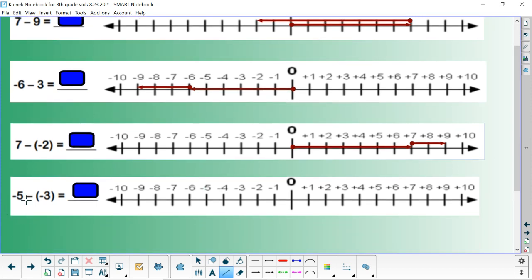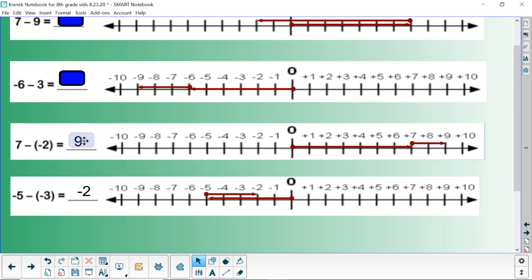So let's try this one. So negative 5, I'm going to start at 0. I'm going to go to negative 5. I'm going to subtract a negative 3. So I do want to subtract, I want to go to the left, but since it's negative, I end up going the opposite. So I have to back up 3, and I end up at negative 2. So negative 5 subtract negative 3 is negative 2. 7 subtract negative 2, I ended up at 9. Negative 6 subtract positive 3, I ended up at negative 9.